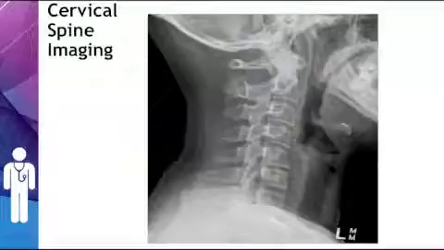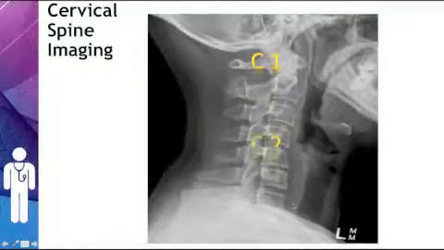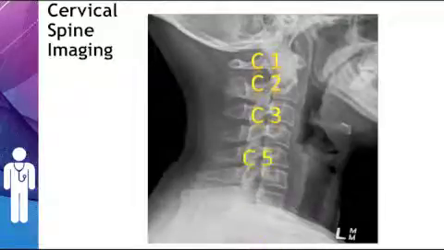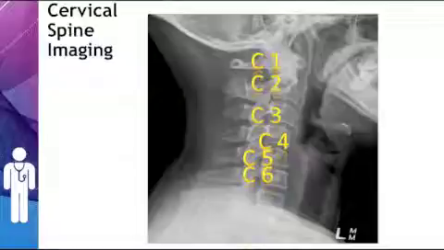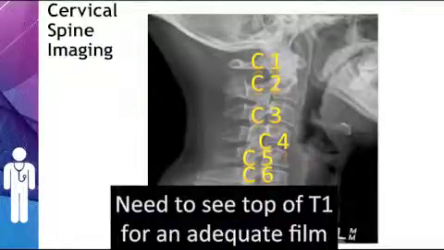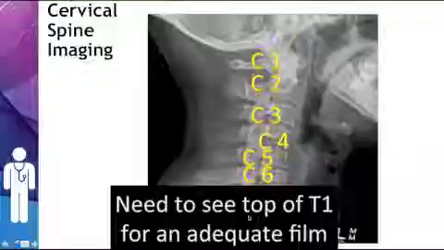Here's an example of a C-spine x-ray. You need to identify your anatomy. C1, C2, C3, C4, C5, C6. And you want to see C7 and T1. You need to see the top of T1 for an adequate film.